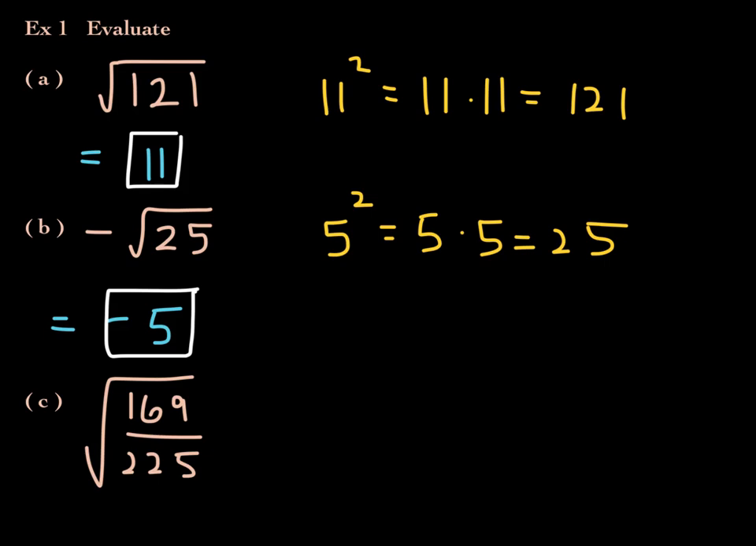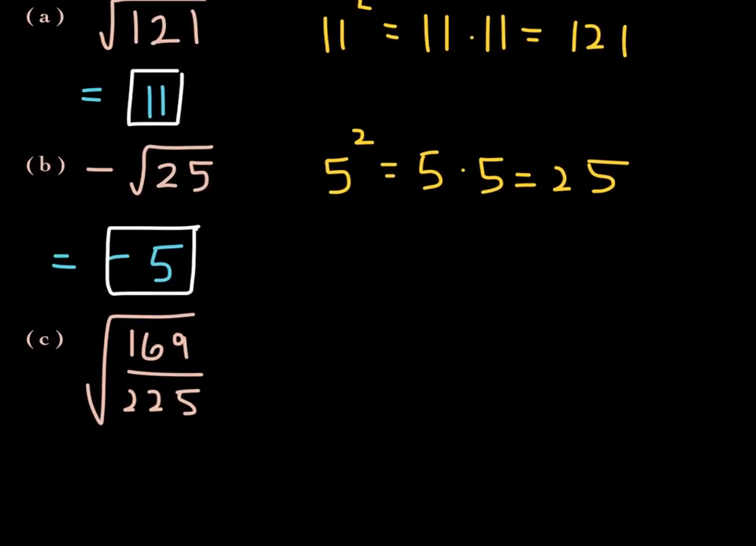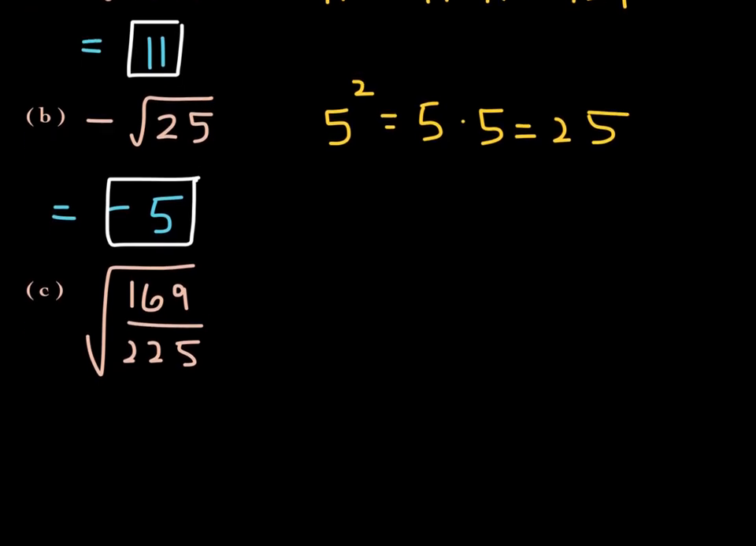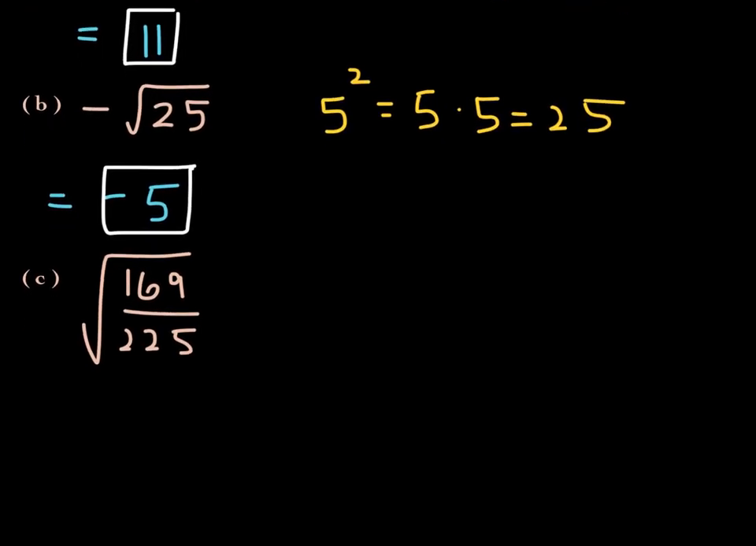The next one says find the principal or the positive square root of 169 over 225. So you have to find the positive real number such that when you square it, you get 169 over 225. Find that fraction such that when you square it, you get 169 over 225. Now, I know that the answer here will be 13/15. That will be the principal square root.